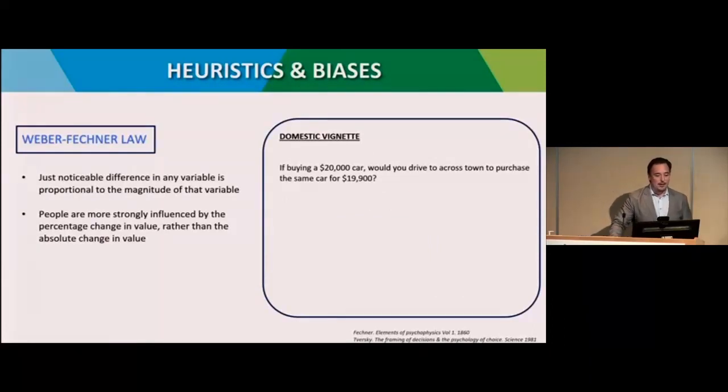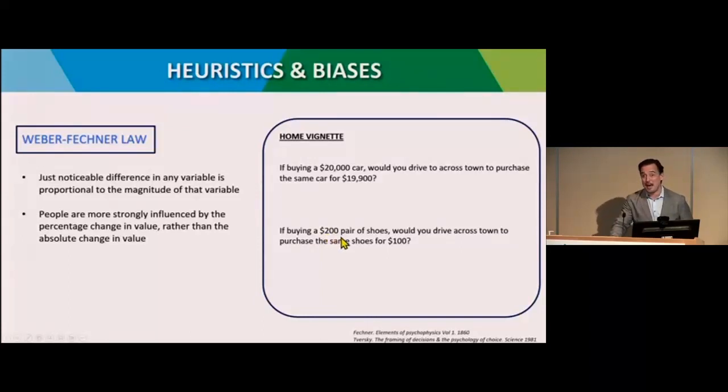And so a domestic example of this would be, let's say you're buying a $20,000 car. Would you drive across town, wade through Seattle traffic to get it for $19,900? And this is again from a paper published by Amos Tversky. Same example. You're buying a $200 pair of shoes. Would you wade through Seattle traffic if you could get them half off for $100? In the example of the car, 29% of people said, yeah, I'll drive across town. I want to save $100.